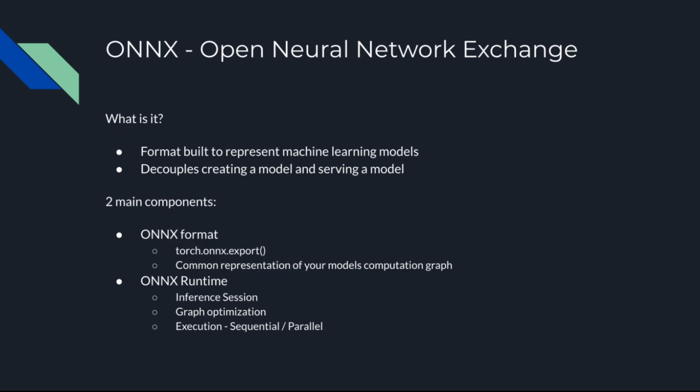There are two main components to the ONNX format: converting a model to the ONNX format and the ONNX runtime. We will start with the ONNX format conversion. So we have a trained model in PyTorch, and the next thing we need to do is convert it to the ONNX format. How do we do this? PyTorch actually has a built-in functionality for exporting a model to the ONNX format. You can use this by calling torch.onnx.export.